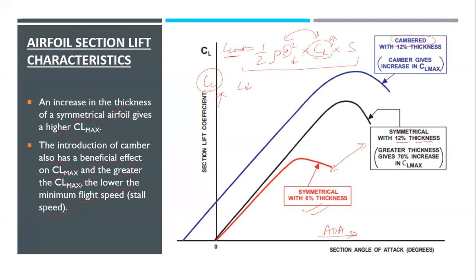We don't care. But when we reach a limit, when the CL is crossed and the velocity is so low that the lift also starts to go down, that is when the stall is occurring. So who is deciding the minimum velocity here? Who is deciding the minimum velocity? The CL. The higher the CL, the lower you can fly.